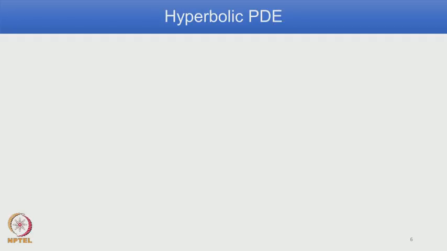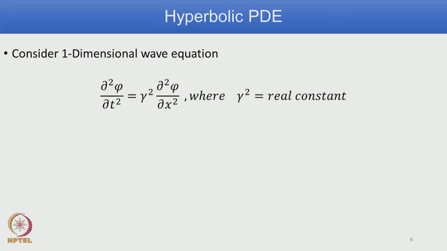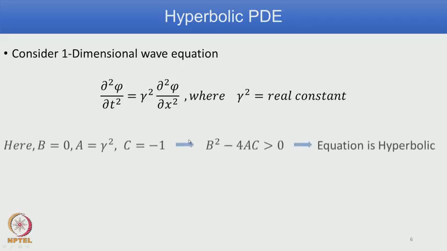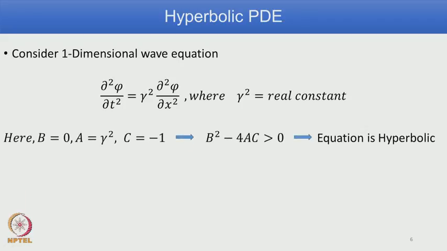The third category, specifically called hyperbolic PDE, we consider the one dimensional wave equation, which is second order: dou squared phi by dou t squared equals gamma squared dou squared phi by dou x squared, where gamma squared is some real constant. By fitting this with the generic equation, we find the discriminant value b squared minus 4ac, and we observe that it is greater than 0, and for such a situation we classify the equation as hyperbolic.